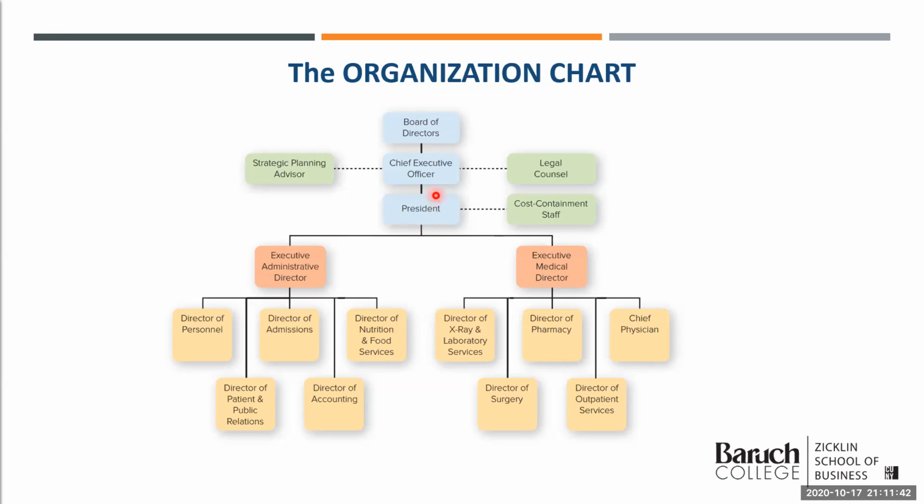And then the president is going to report to the CEO, and the CEO is going to report to the board of directors. So there's a clear line of authority. The board of directors has authority over the CEO, who has authority over the president, right? The president has authority over the executive administrative director, and then the executive administrative director has authority over all of these people who occupy these positions. And the same thing is on this side as well. So that's what an organizational chart does.